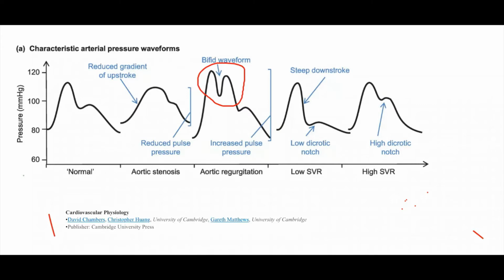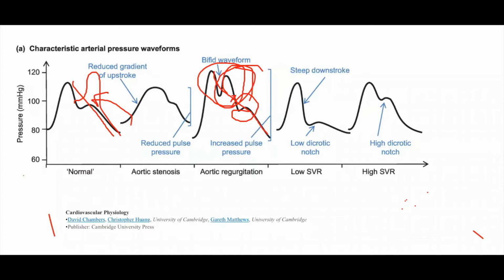Because the valve is supposed to close here. This is the dicrotic notch. It's supposed to close up here, but because of the reflected wave in the aorta, it goes back and builds on the pressure, which was tending to decrease. It was physiologically tending to decrease like this one, but because of the backflow from the AR, it goes up again. Okay? So that's why you have a bifid waveform.